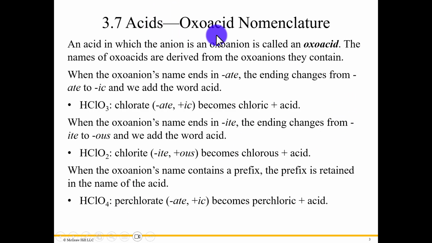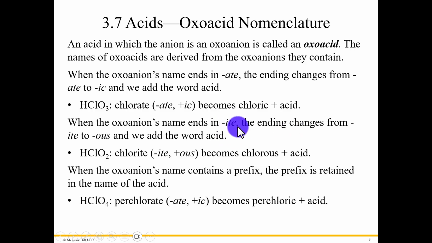Those acids that do contain oxygen are called oxoacids, and they are derived from the oxoanions that they contain. So here's the rule. If the oxoanion's name ends in ate, then we change the ate ending to ic, and we add acid. So you would look at the polyatomic ion table. You find that ClO3 is the chlorate ion. So we drop the ate when we name the acid and we add ic, and it becomes chloric acid, instead of chlorate.